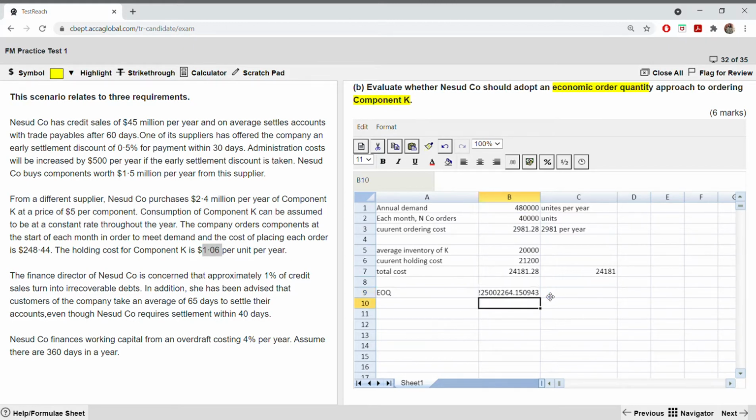When you press enter, you can see the number is quite big, right? But remember, you have to find the square root of this. You haven't found the square root yet. How to find the square root? There are two ways: one is you can use Excel, the other is you can use a calculator. Definitely I would prefer using Excel.